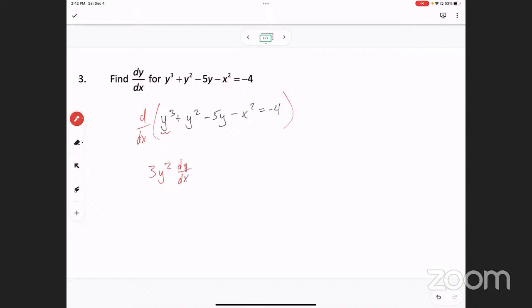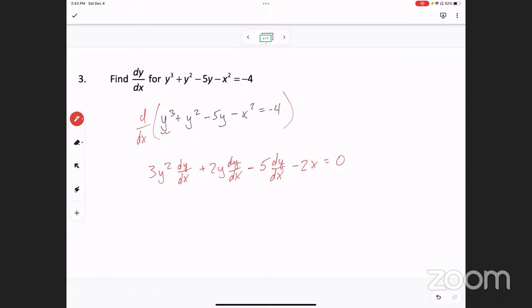And then if I do that to this next one, you get 2y dy/dx. Good. Do it to the next one, I get just minus 5 dy/dx. Good. And what's the derivative of x squared? 2x. Good, so I don't need the dy/dx there. And the derivative of negative 4 is 0. And then you put the 2x on the other side.